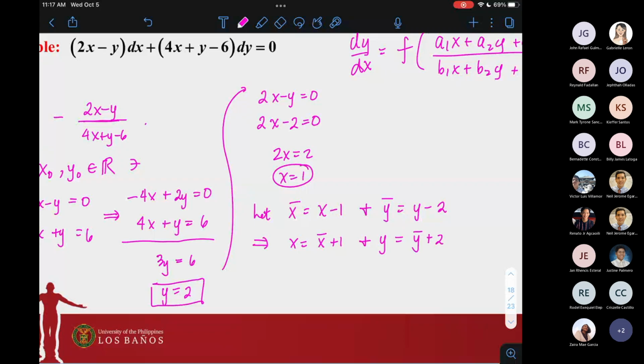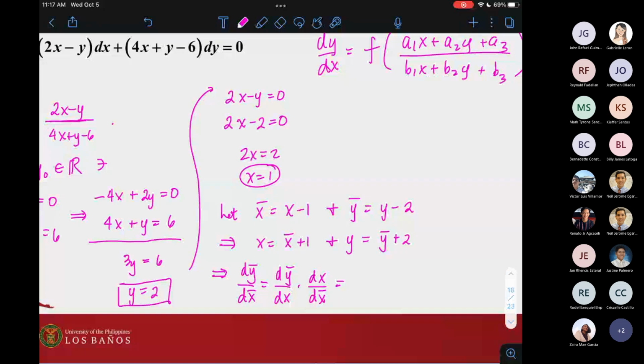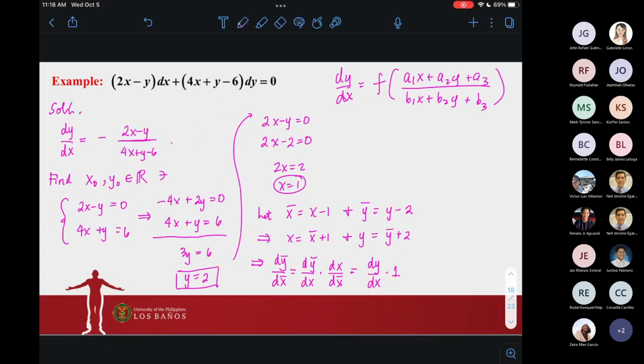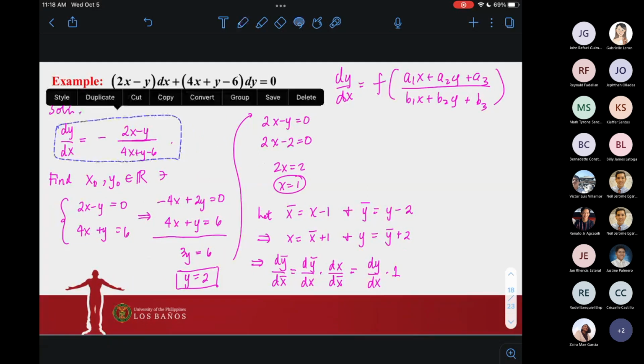And also, this means that dy bar over dx bar is equal to, according to the chain rule, dy bar over dx times dx over dx bar, ay equal lamang kay derivative ni y bar with respect to x. So this will just be dy over dx times derivative ni x with respect to x bar. Derivative ni x with respect to x bar equal lang kay 1. So dy over dx pa rin siya. Okay? So I think we have all the ingredients para dun sa ating ODE.